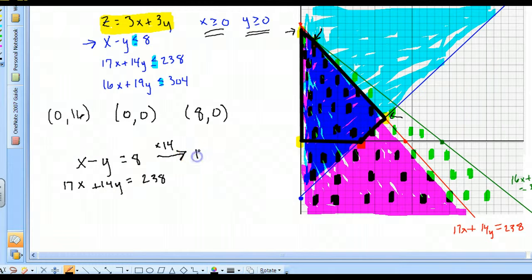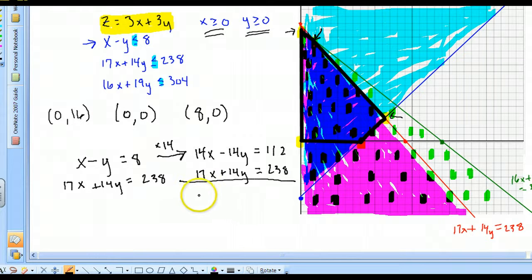So that's 14x minus 14y equals 8 times 14, which is 112. And then 17x, just bring that over, plus 14y equals 238. All right, add these equations. You get 31x. These cancel. Equals 350.